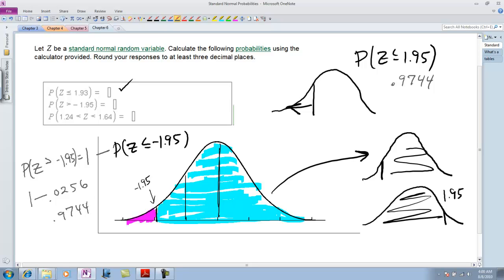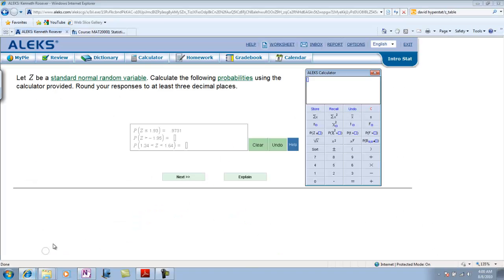It's up to you which one you want to do. Doing it with the calculator is very easy as well. If I hit this button, then I put in the positive 1.95 using the symmetry, and there you see it once more, 0.9744. However, there's no reason I can't go 1 minus this and use the negative.